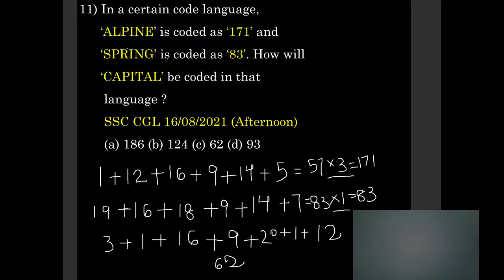It is nothing but the number of vowels. In the second one we have only one vowel, A, E, I, O, U. In the first one we have A, I, and E. So the logic is that they add all the alphabet values and multiply with the number of vowels. Let us check: in Capital we have A, I, and A, so we have three vowels. That means you should multiply the given value with 3. 62 into 3 gives us 186. So 186 is the correct answer.